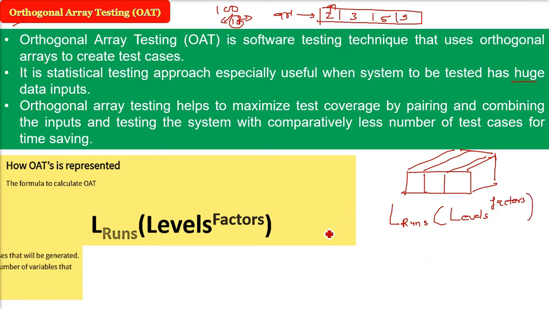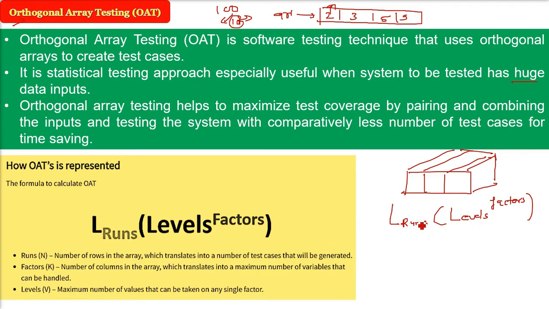See, first of all, the runs, these are the number of rows in the array which translate into number of test cases that will be generated. Factors will be number of columns in the array which translate into maximum number of variables that can be handled. And levels will be maximum number of values that can be taken on any single factor. Okay, these are just definitions, but we need to understand with an example.